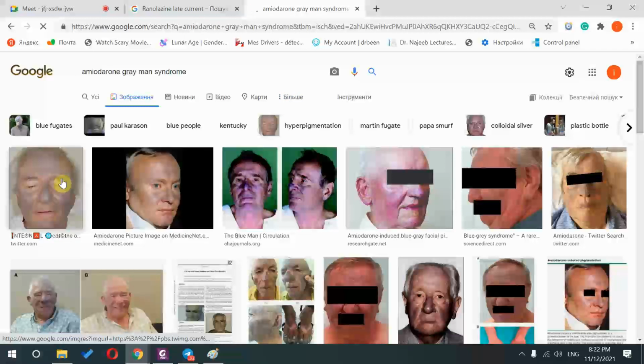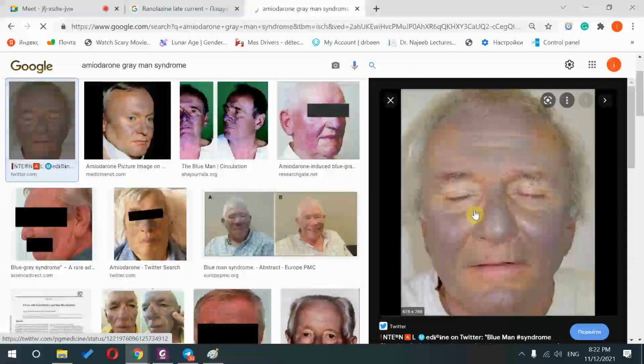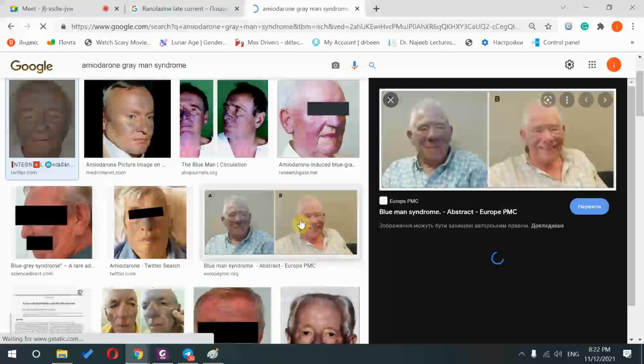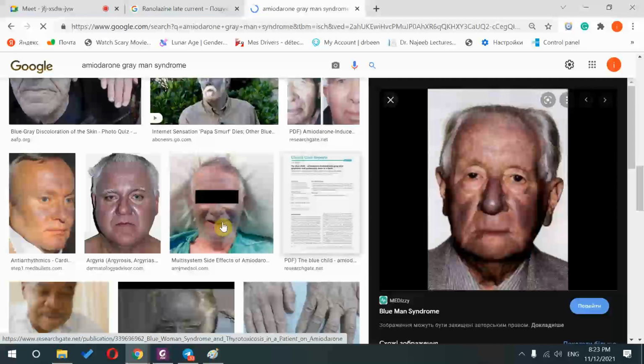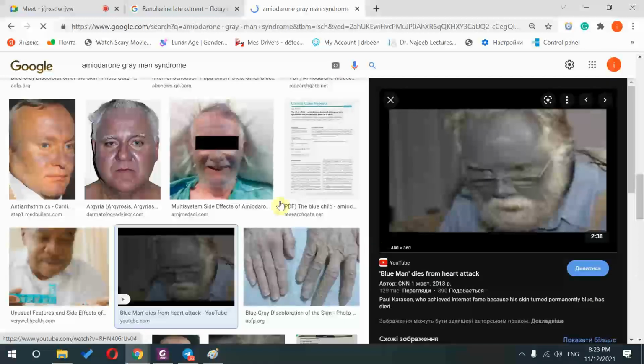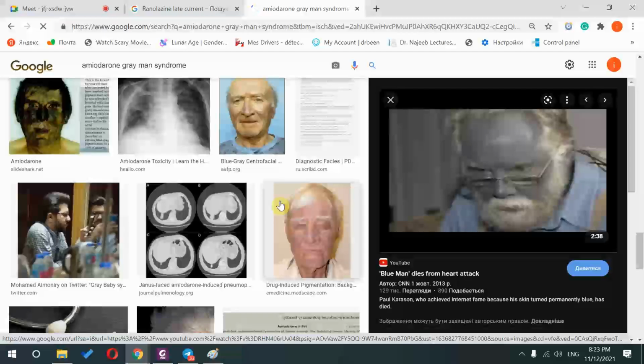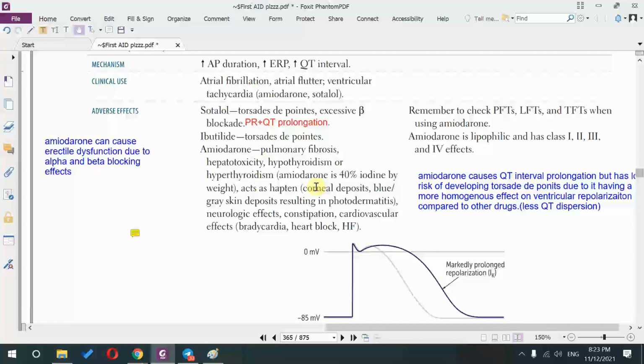Look at this poor man. He's blue or gray, whatever you want to call it. So you see it has so many side effects. Yep. So it acts as a hapten. It can lead to corneal deposits, blue-gray skin deposits resulting in photodermatitis. So it sucks, photodermatitis. Neurological effects, constipation, cardiovascular effects like bradycardia, heart block, and heart failure. A lot of side effects.